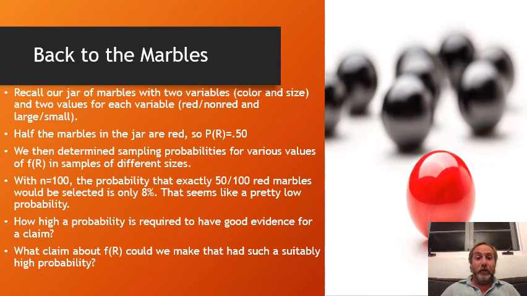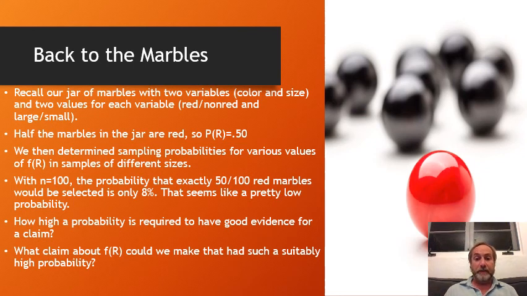Let's say half the marbles in the jar are red. As we just said, typically we don't know P(R) in the population. Let's talk about a population where we do know, so that we can establish the relationships that would hold between a sample and a population, and then we can apply it to situations where we don't know the probabilities in the population. So let's say that we know half the marbles in the jar are red, so P(R) equals 0.5.